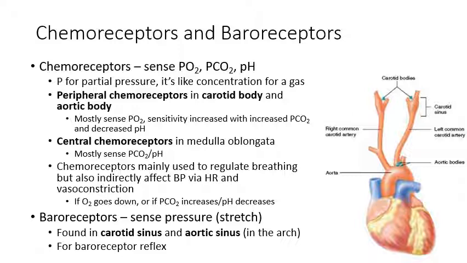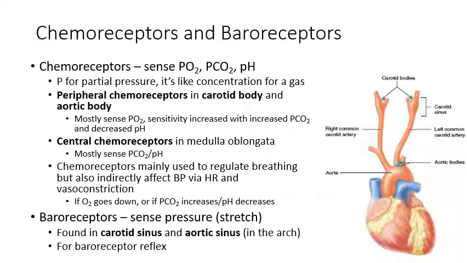But they also have effects on blood pressure that are indirect. So when you are increasing your breathing rate to fix your PO2 and PCO2 levels and pH levels, part of that response is also going to involve increasing the heart rate and causing vasoconstriction. And then those things are going to affect your blood pressure. But that's not the main purpose of the chemoreceptor. So that's why we consider those effects to be indirect.